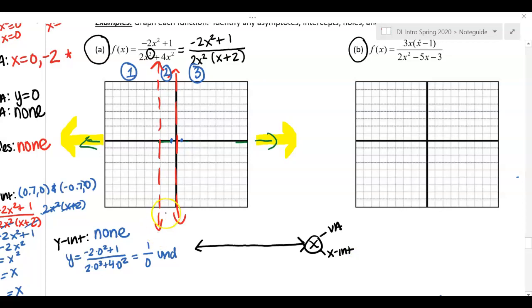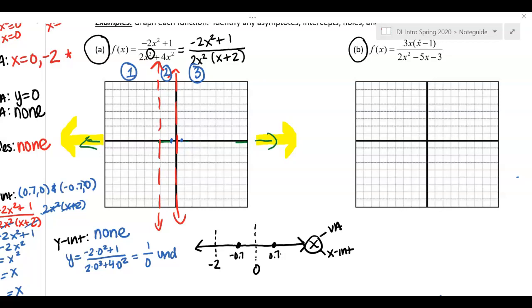So we have a vertical asymptote at -2 on our graph, and then we have an x-intercept at -0.7, and then we have another vertical asymptote at 0, and then we have another x-intercept at +0.7. So these are all the places where the graph could stop being a positive y and switch to being a negative y. And that's what we want to test and find out.